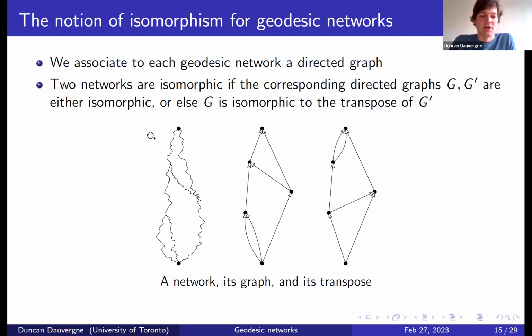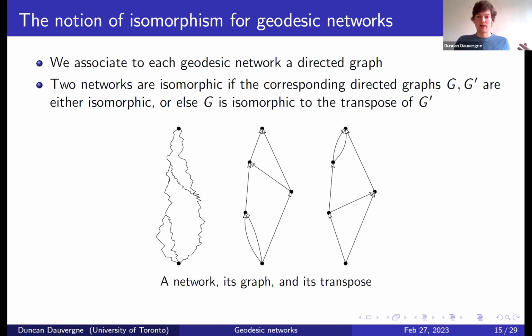A geodesic network, you naturally think of it as a directed graph, right? So I have a source vertex, which is my base point P. I have a sink vertex Q, and then I'm going to turn all of my branch points into interior vertices, and I'm just going to draw arrows between them. Okay. And so the first natural notion of isomorphism would be, say, two geodesic networks are the same if they have the same directed graph.